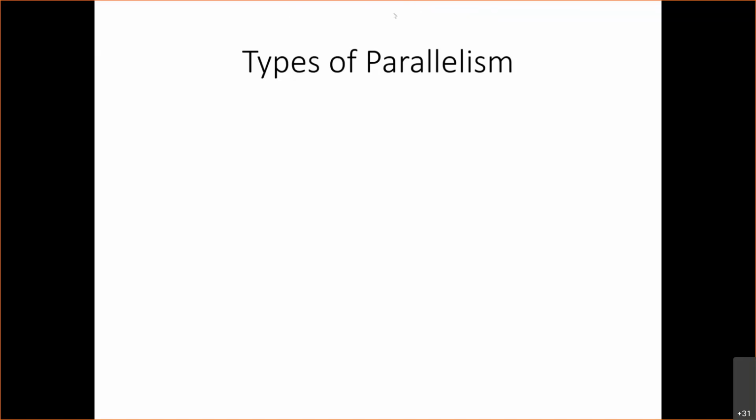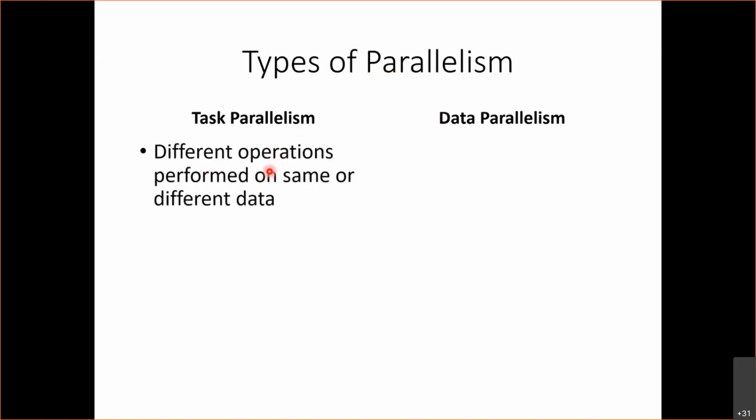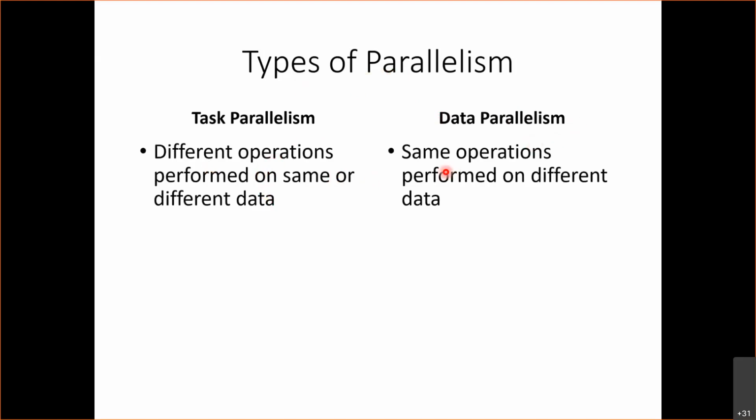The first major category of parallelism is task parallelism. And the other major type of parallelism is data parallelism. These are two different approaches of extracting parallelism from applications, and you can do both of them together, okay? Task parallelism refers to when we have different operations that are performed on the same or on different data being done in parallel. And data parallelism refers to when we have the same operation being performed on different pieces of data being done in parallel, okay?